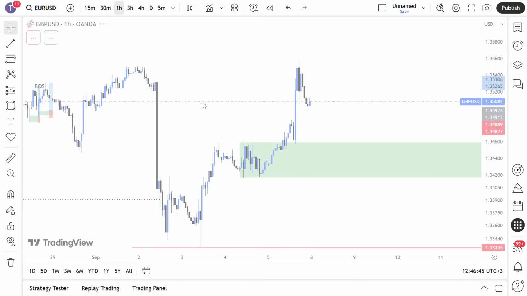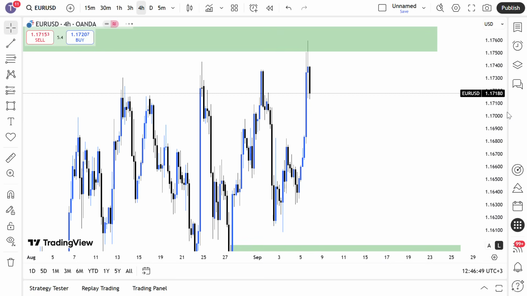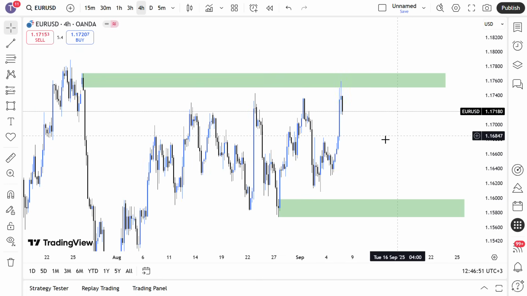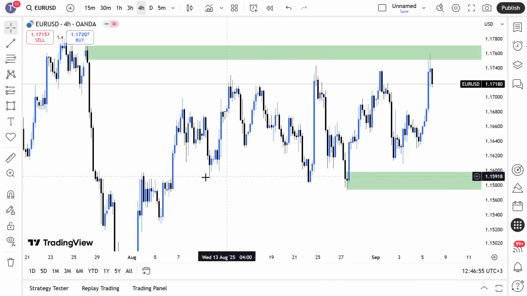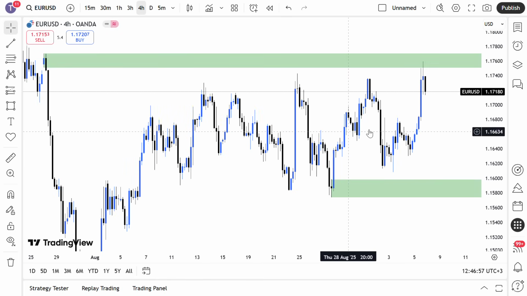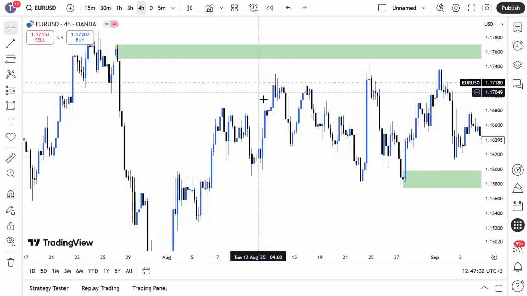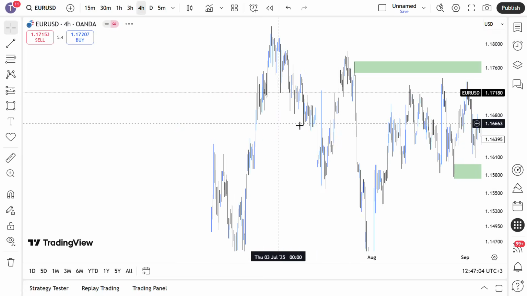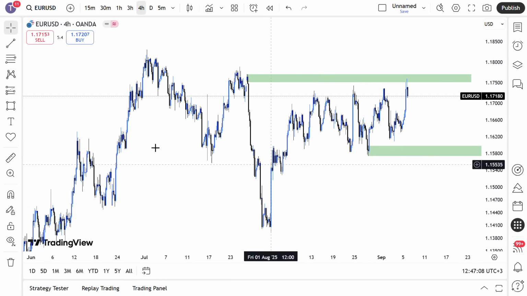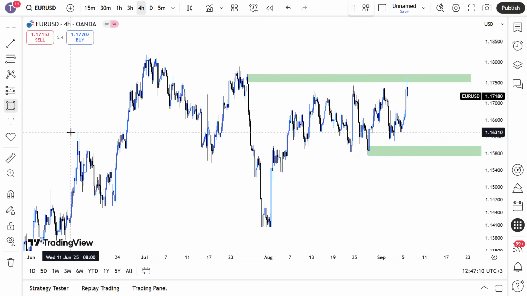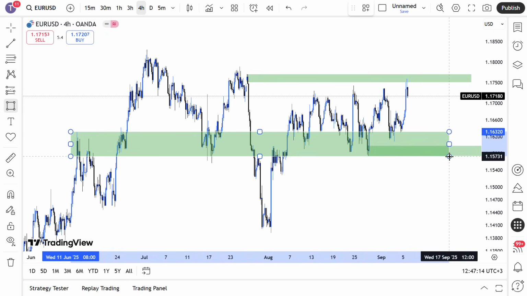So I have Euro USD. On the Euro USD, we have the market consolidating. Currently, we have a very good consolidation in this area, and that shows me that there is a strong support level here. If I take my level, you can see that there is a support level at this point.